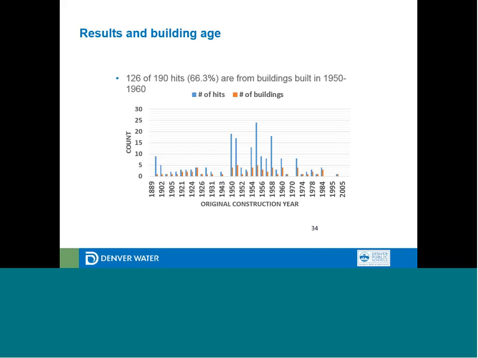The other interesting thing that we found with the data set so far is that of the 190 hits that we have data for, 126 of them, so just over 66%, are from buildings that were built from an 11-year period from 1950 to 1960. And so on this graph here in the blue, we have the number of hits, and in the orange, we have the number of buildings that saw a hit. And it's still pretty spread out. You know, we had a hit from a building that was built, I think it was in 2001, is what's shown there on the far right. And as early as the early 1900s. But really the bulk of the lead that we found in our school district was from that period of 1950 to 1960.